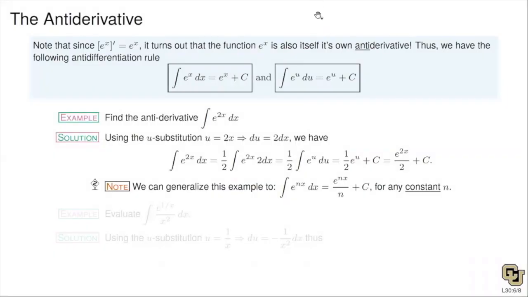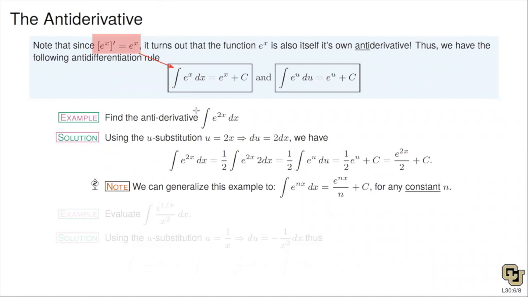So last time we saw that the derivative of the exponential function turned out to be itself, that the derivative of e to the x is e to the x. So accordingly, we were able to come up with a very nice antiderivative formula. The antiderivative of e to the x dx is e to the x plus c.